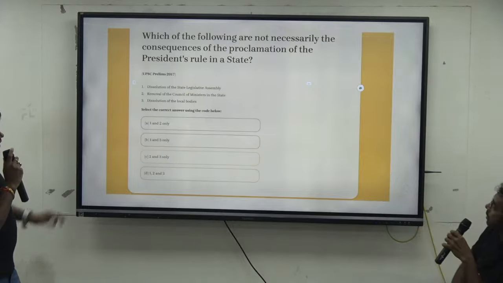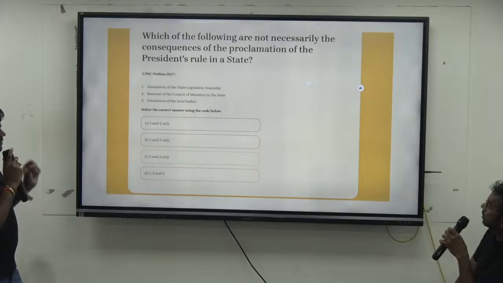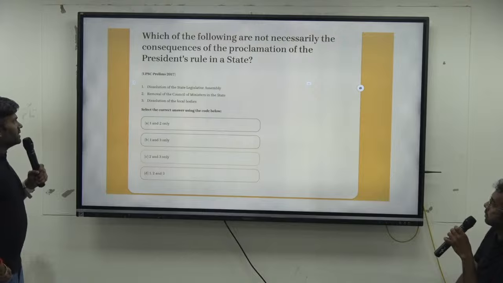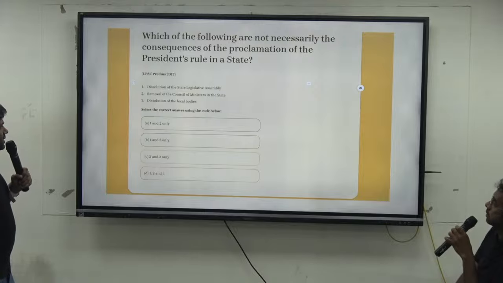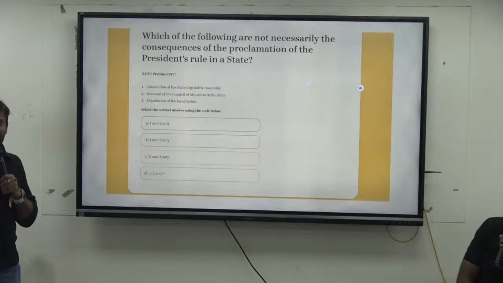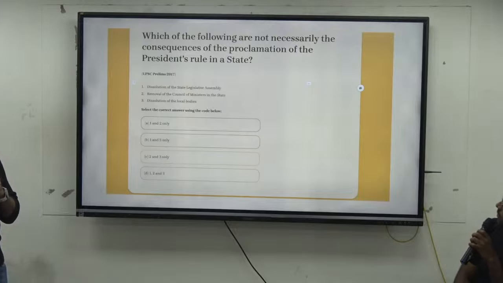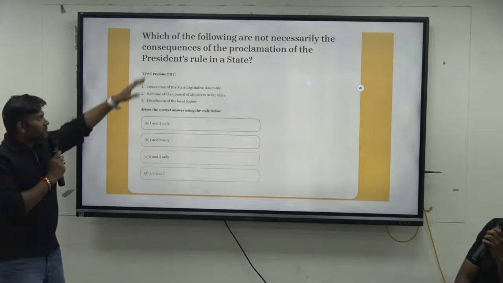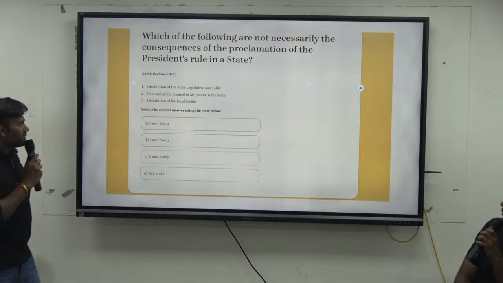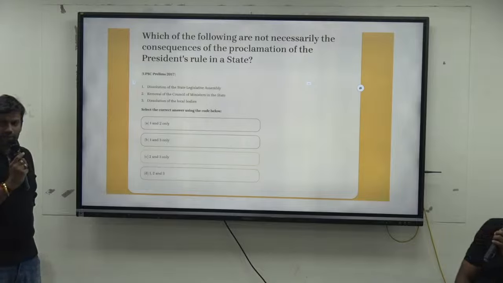Which of the following are not necessarily the consequence of the proclamation of a President's rule in a state? First statement, dissolution of the state legislative assembly. Second, removal of the council of ministers in the state. Third, dissolution of the local bodies. They are asking which is not necessarily. First one, is it the answer or not? Meaning it is not necessarily, so one should be in the answer. Is the second one the answer or not?